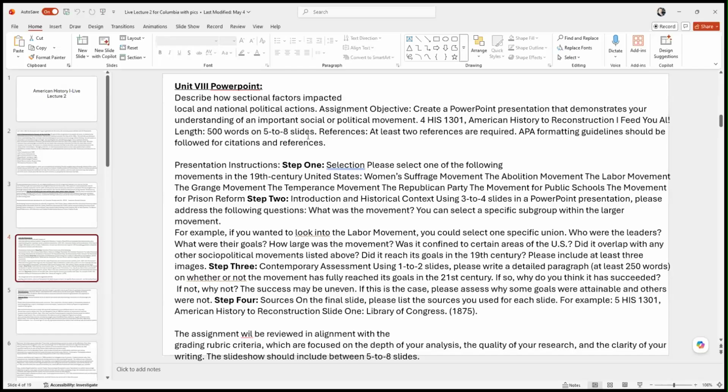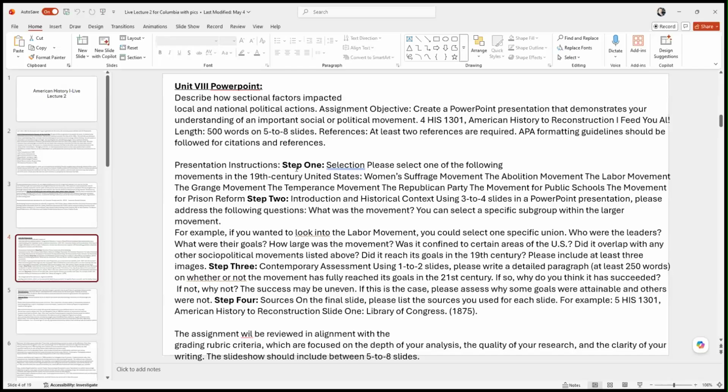It needs to be about 500 words on between 5 to 8 slides, and you need to have at least 2 references, so not a terrible lot of research is required. When you do your citations and references, you're going to want to use the APA style again. And the PowerPoint topic is you're going to select one of these following popular social movements from 19th century American history.